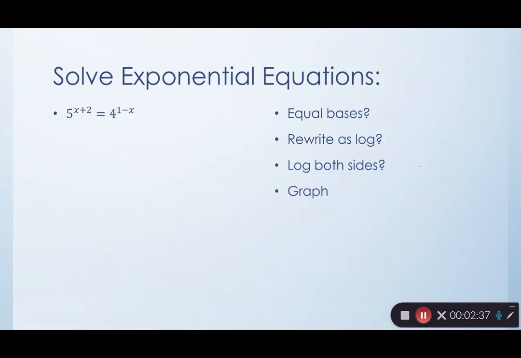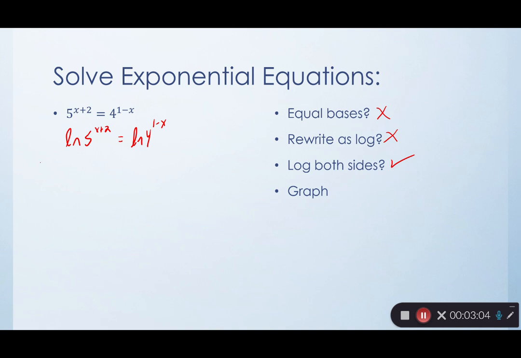All right, so we've got another one. Equal bases, absolutely not. Can we rewrite as a log? No, because we have two logs. Can we log both sides? Yes. Okay, and this does get a little tricky. So this time I'm going to take natural log. What the heck? ln of 5 to the x plus 2 equals ln 4 to the 1 minus x.